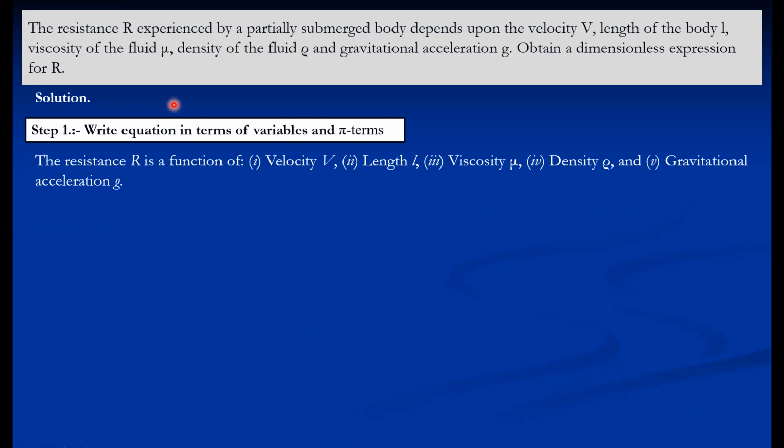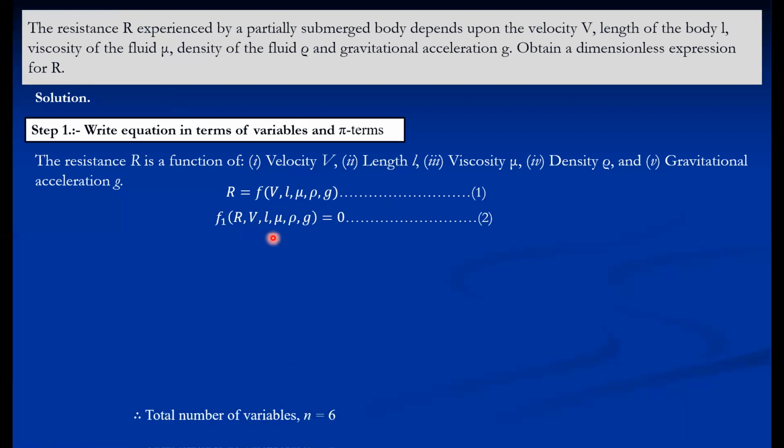Now from the statement, the resistance R is a function of velocity, length, viscosity, density, and gravitational acceleration. Because R is the dependent variable, the first expression is the dependent variable in terms of the independent variables. We can write R is a function of velocity, length, viscosity, then density, and gravitational acceleration. The same equation can be written in another form by taking all terms on one side: F1 is a function of R, V, L, mu, rho, g, that is equal to 0.